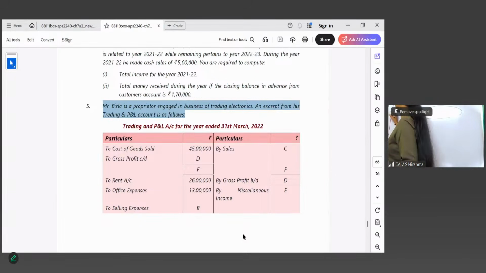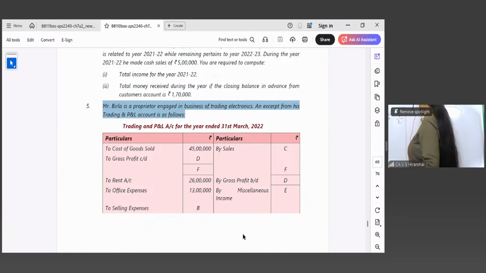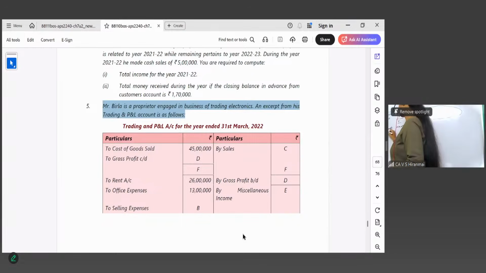To cost of goods sold is 45 lakhs. You don't know the value of sales, so sales is termed as C. And then to gross profit, you don't know, that is D. And the total comes to F. And then here you have rent. Rent account is 26 lakhs. And then to office expenses is 13 lakhs. To selling expenses, you don't know, that is again B. And this side, whatever gross profit comes down, and by other income or the miscellaneous income, E.